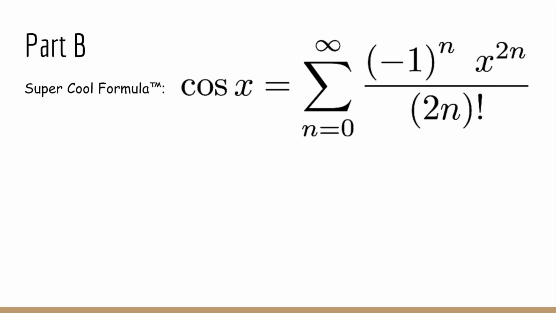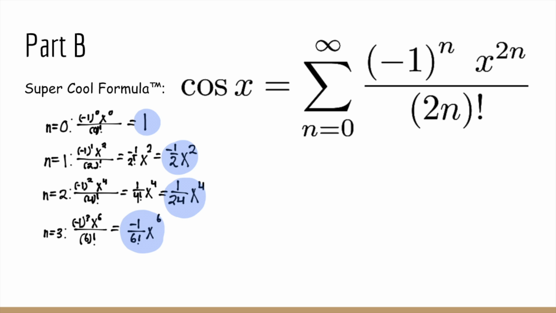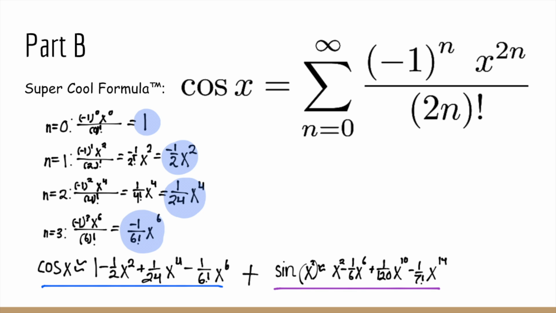So again, to solve part B, you're going to need to know the 6 basic Maclaurin formulas, and this one's for cosine of x. The sum from 0 to infinity of -1 to the n times x to the 2n over 2n factorial. And we can see that plugging in gives you 1 when n equals 0, -1/2 x squared when n equals 1, 1 over 24 x to the 4th when n equals 2, and -1 over 6 factorial x to the 6th when n equals 3. And that results in this four-term approximation for cosine of x that you see right here.